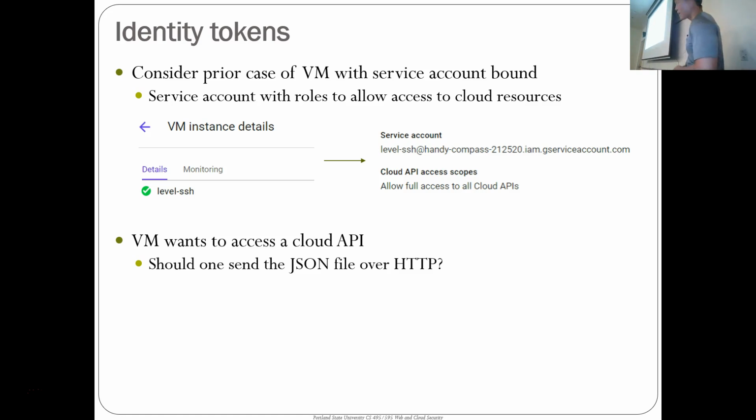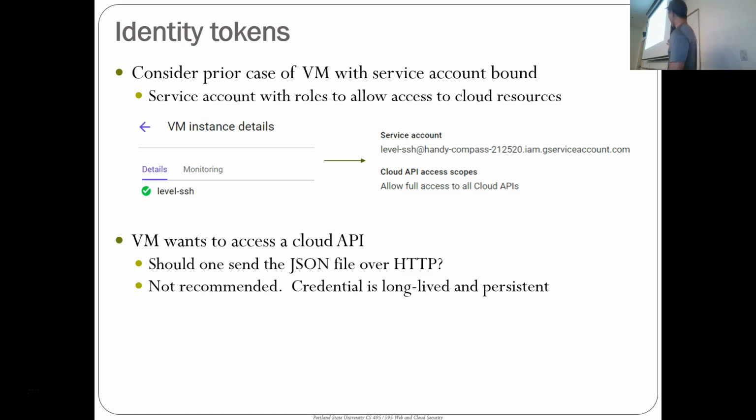The next thing I want to talk about are identity tokens, and this will also come into play in one of the CTF levels. Consider one of the previous VMs where I attached this service account to the virtual machine. When the VM wants to actually access a cloud API, you have a pointer to some kind of credential, perhaps a JSON file. Do you want to send that over HTTP to the API, is the question. And the answer is not really.